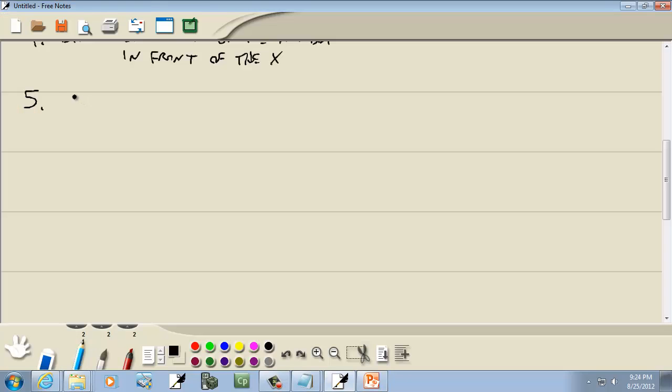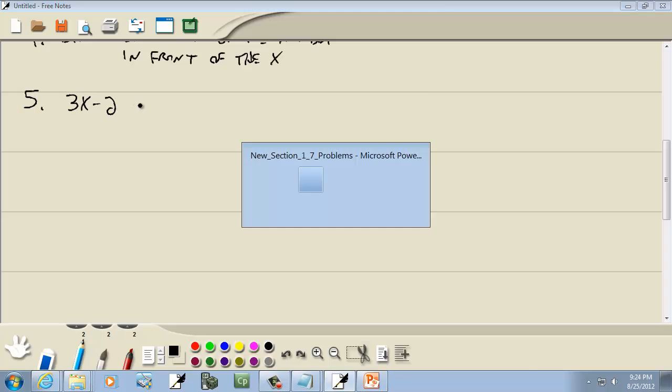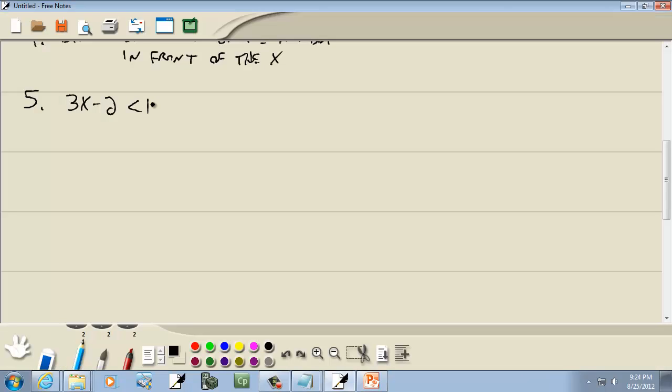We got 3x minus 2 is less than 13. First step, get rid of parentheses. Don't have any. Second step, get rid of fractions. Don't have any. Third step, get everything with an x on the left side, numbers on the right. So I'll take negative 2 over to the right side. Just like when we're dealing with the equals, when you take anything across your inequality symbol, the sign changes. The negative 2 becomes a positive 2.